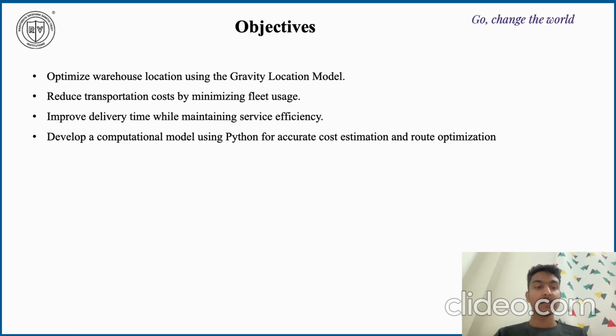The objectives of our project are to optimize the warehouse location using the gravity location model, reduce transportation costs by minimizing the fleet usage, improve delivery time while maintaining service efficiency, and develop a computational model using Python for accurate cost estimation and route optimization. Our focus is on achieving these objectives through a data-driven Python-based approach to logistics planning.